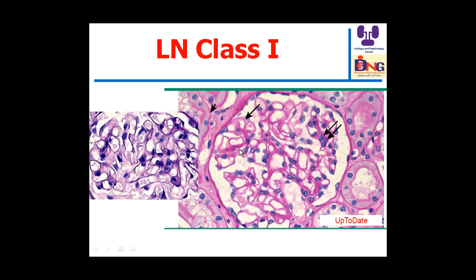So this is a normal glomerulus from UpToDate, and this is from Professor Fatma. You can find here the capillaries are normal, mesangial cells are normal, just 1 row of cells or 2 rows of cells. So this is normal appearing light microscopic findings. So how can we say class 1? By immunofluorescence. You can find by immunofluorescence some deposits here or there. So this is the diagnosis. Diagnosis of class 1 is by immunofluorescence.